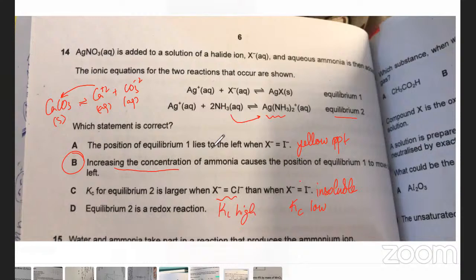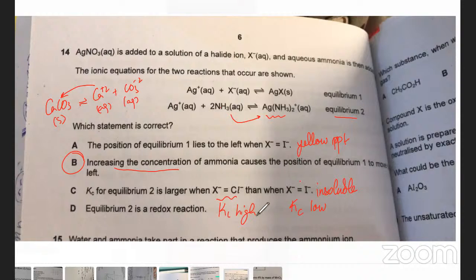So just a second. Kc for equilibrium 2 is larger when X is Cl minus 1 than when X is I minus 1. So isn't that true? Yes, it is. So Kc for equilibrium 2 is larger. Cl minus 1 dissolves, will react with ammonia. Iodide precipitates don't, so will not. So how is B correct?